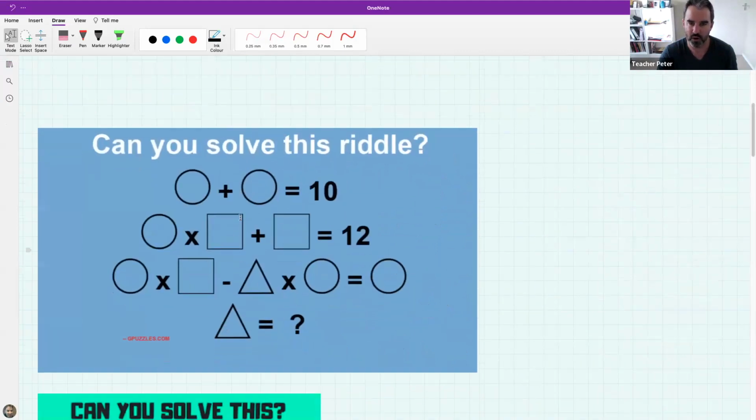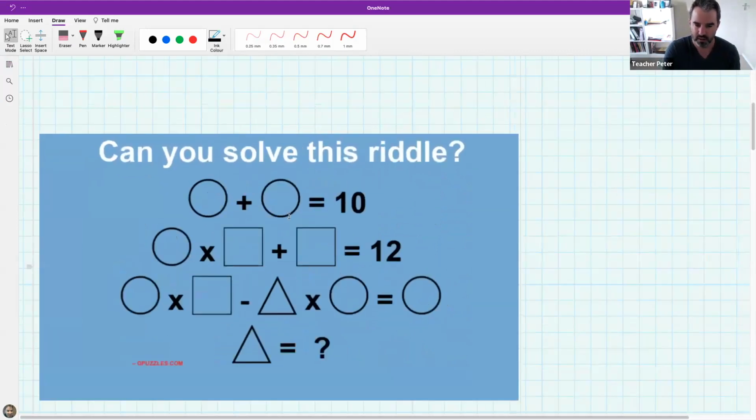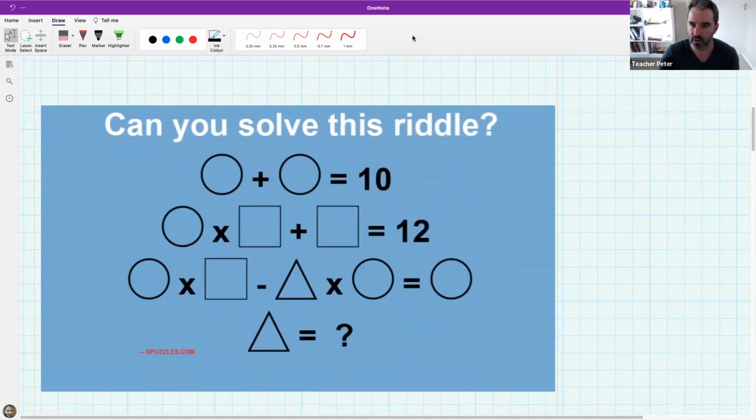So we did our jumping around, and here is today's puzzle. You have to tell me what is the triangle equal to based on what is here. What is the triangle based on what is here?